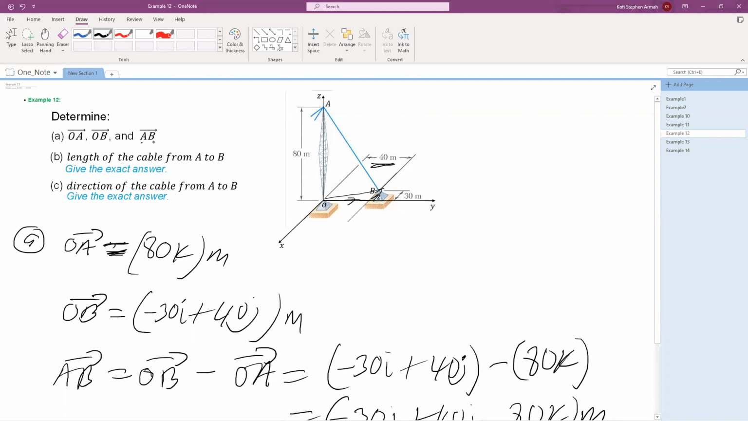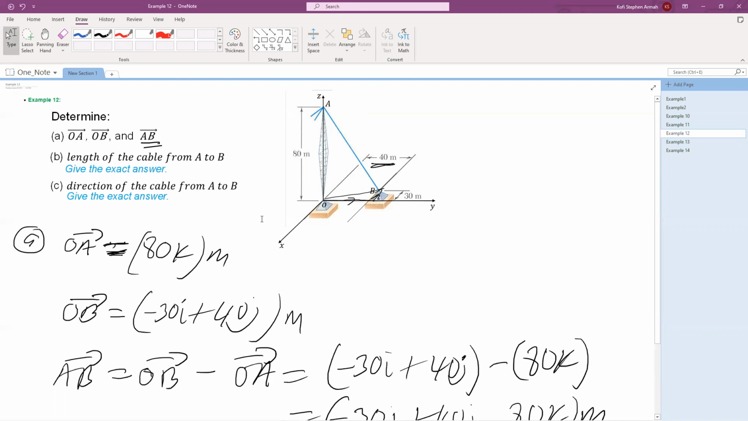If you want to find AB, it means you are going from A to B, and you can follow this directly. So for now, let's just do that. Then part B says find the length of the cable from A to B. Here the length is the distance. The distance of a displacement is the magnitude.